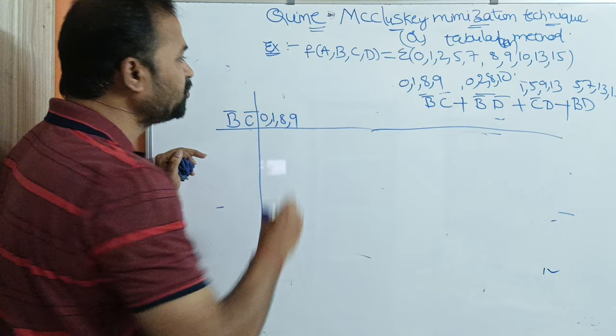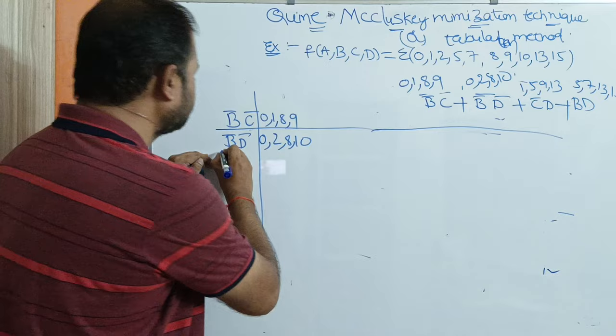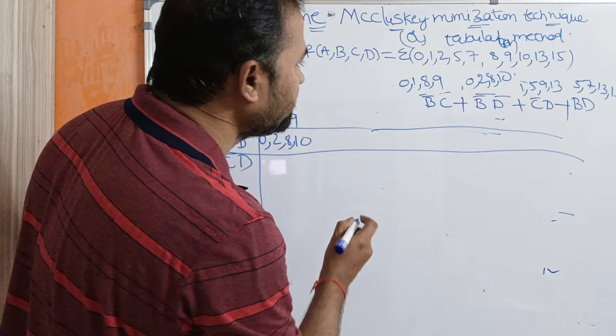0, 1, 8, 9. Next, B bar D bar. For B bar D bar, 0 to 8, 10. Next, for C bar D, 1, 5, 9, 13. Next, for BD.